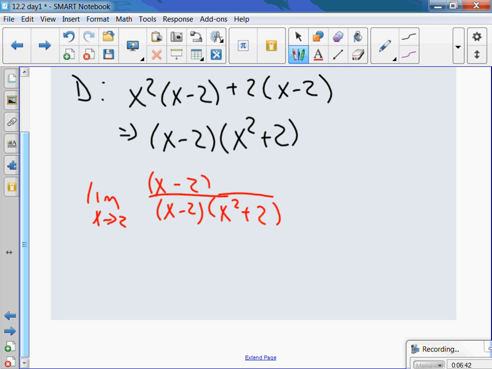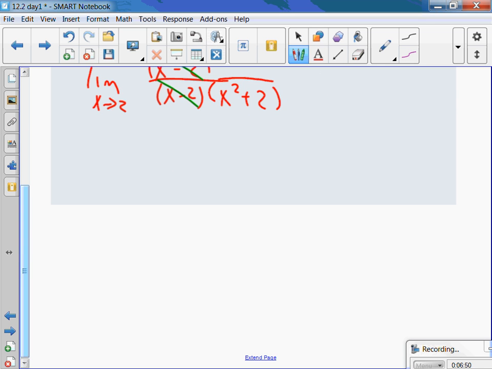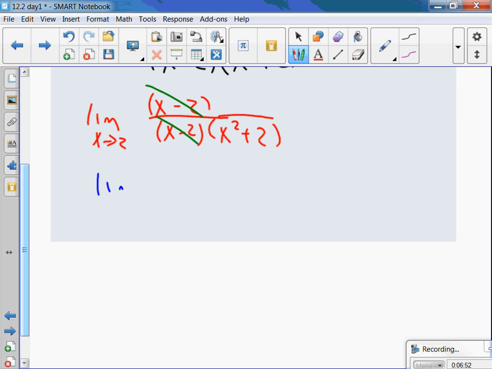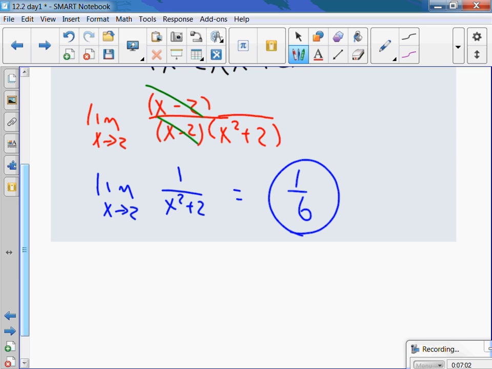No? That's right. Divide out those common factors. Absolutely. Using my direct substitution, as Alex said, we get that 1, 6. Questions on that?